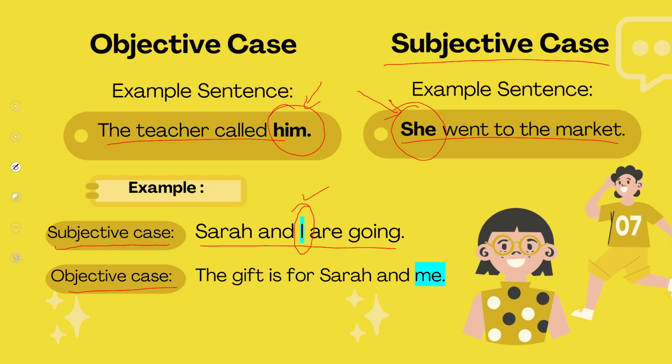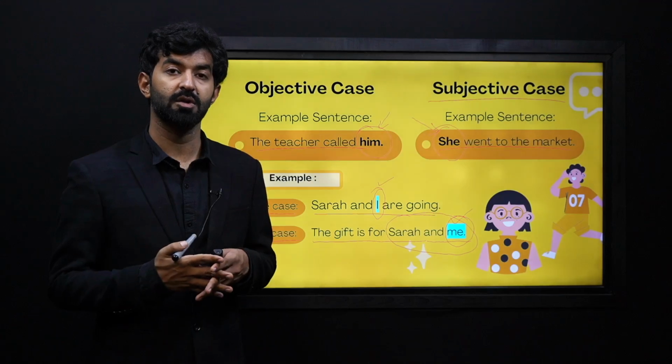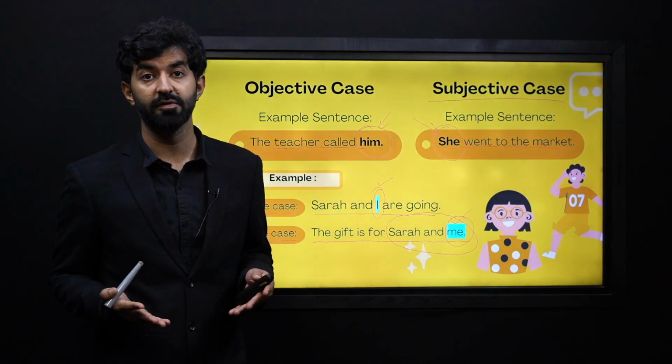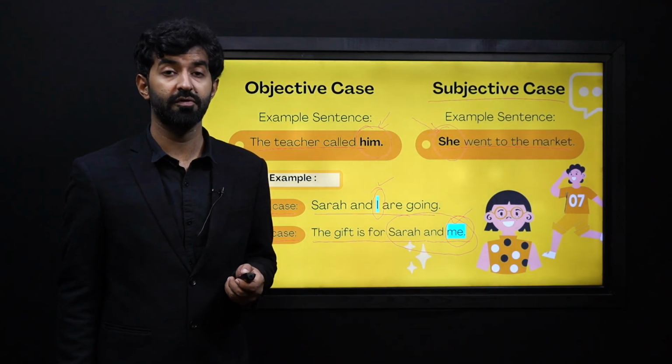In the objective case, the sentence is: the gift is for Sarah and me. Now, this is the object, and for this part, we replaced the object's name with a personal pronoun. Hence, we call it a personal pronoun in the objective case. So we saw both these examples of different cases.